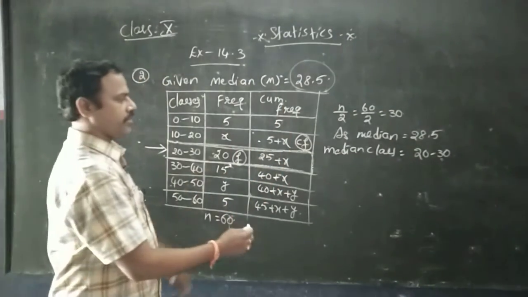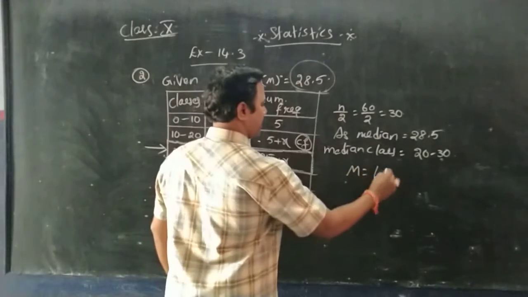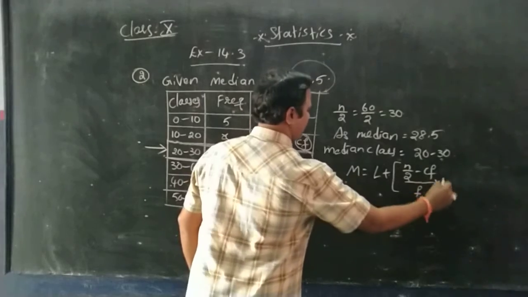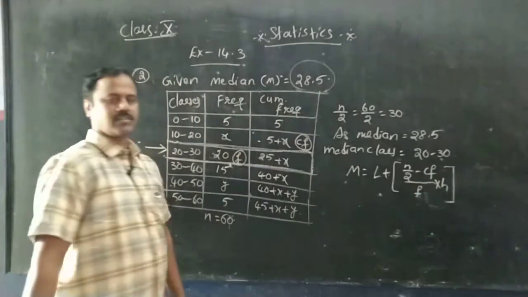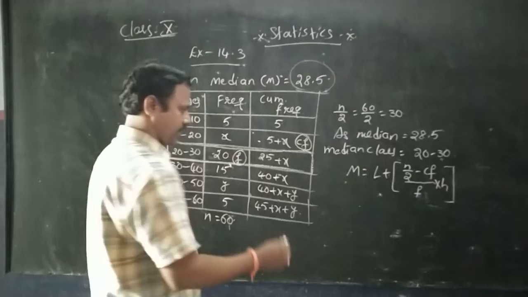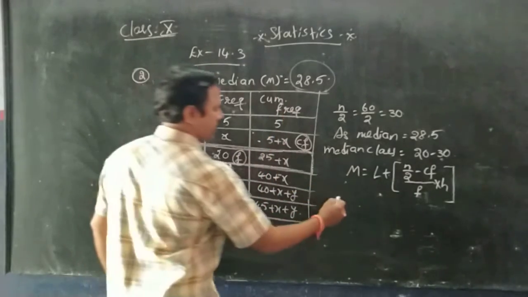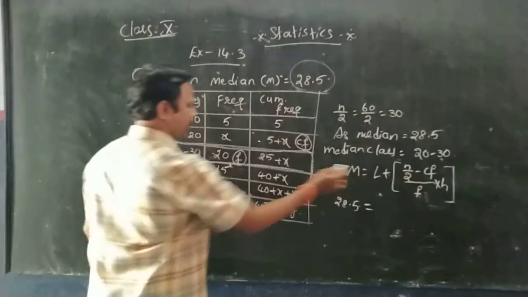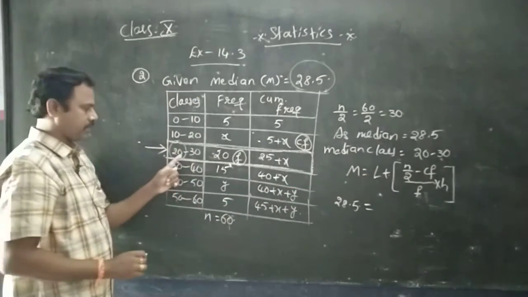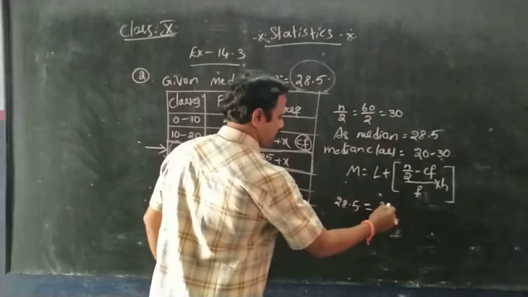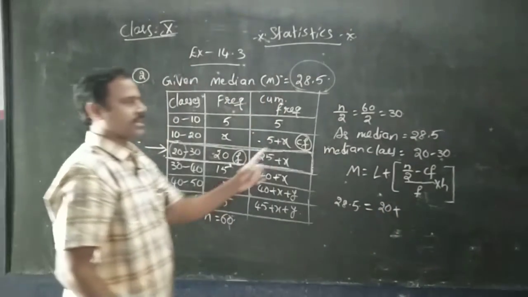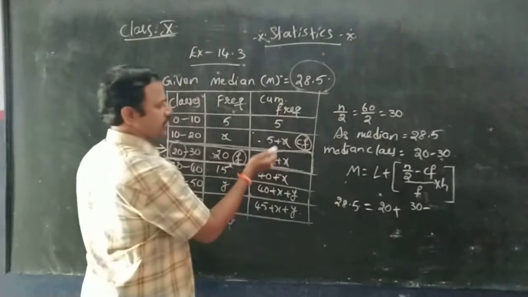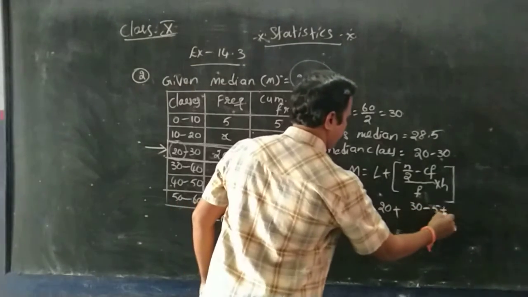Now we are going to take the formula. M is equal to L plus (N by 2 minus CF) by F into H. All of you remember the formula. Now what is M given to us? 28.5 is equal to, what is L? The lower boundary of the median class, nothing but 20. So substitute here 20 plus, what is N by 2? We calculated it already, 30, minus CF, which is 5 plus x.